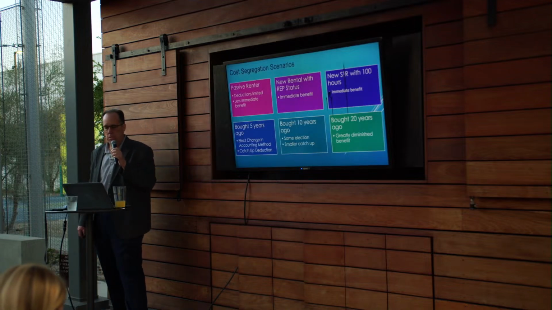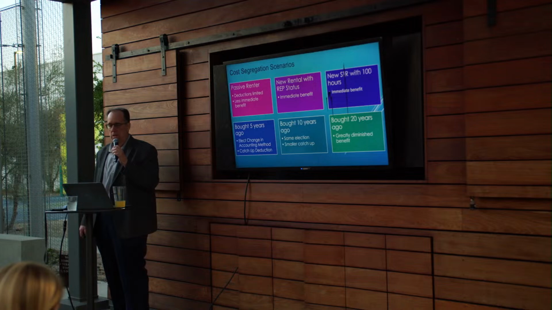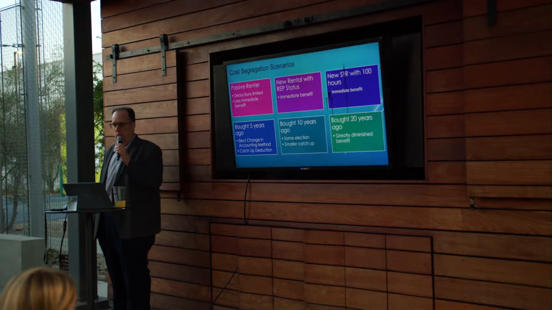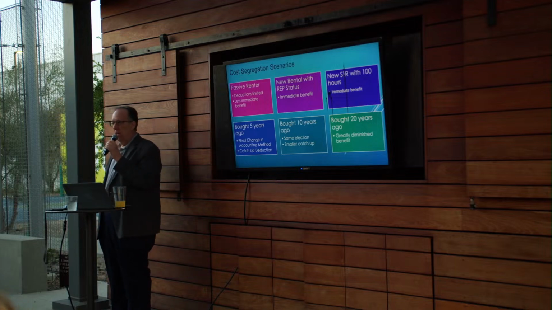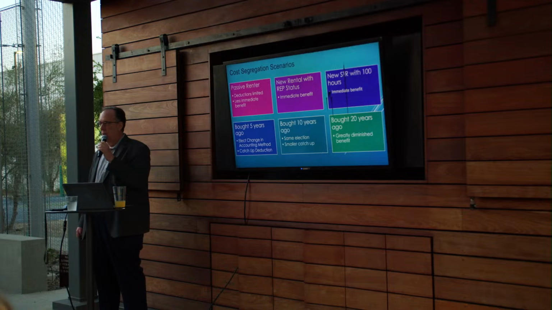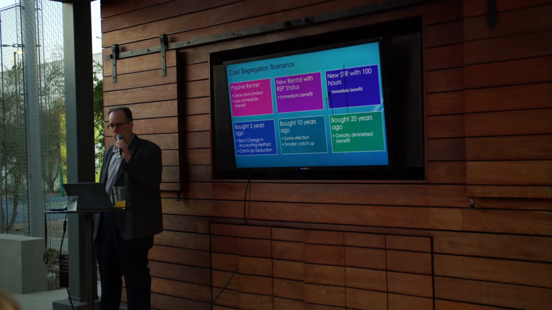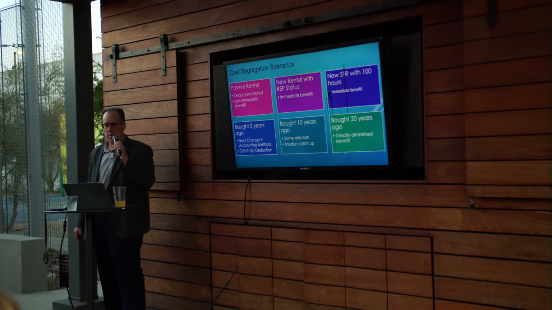Okay. So some of the scenarios that we can do. Like I said, I think the ideal scenario for cost segregation is if I'm a new renter with REP status, real estate professional status, and I have a new rental unit that I want to take some depreciation on now. So that's the ideal scenario. So that's that top purple guy.